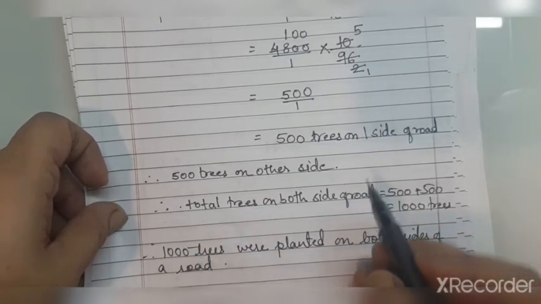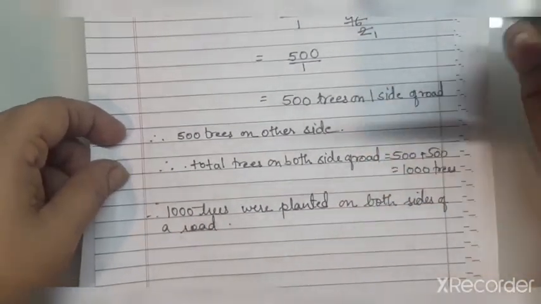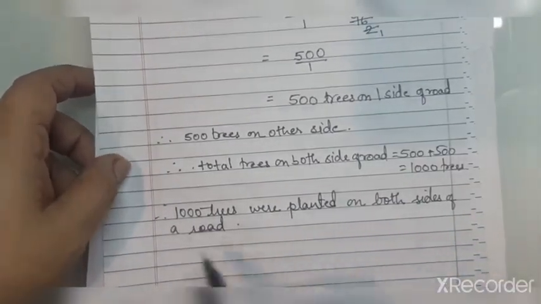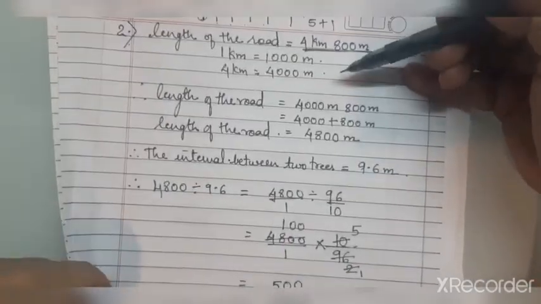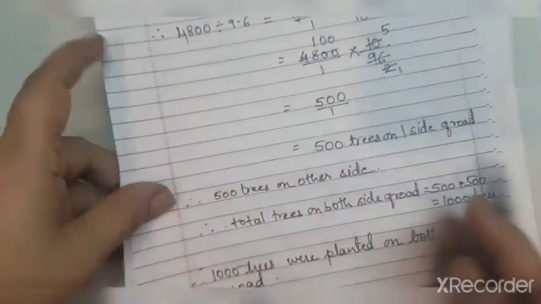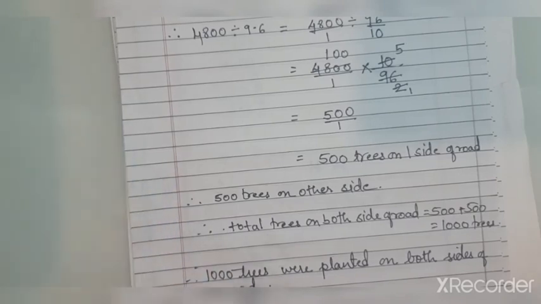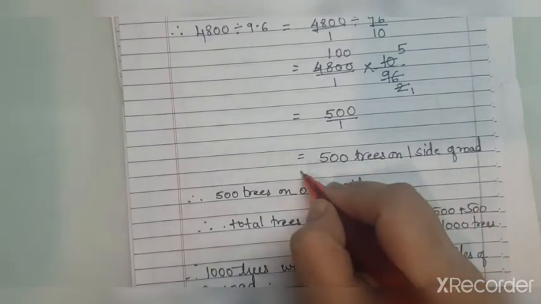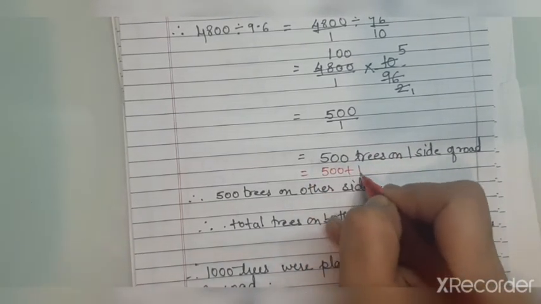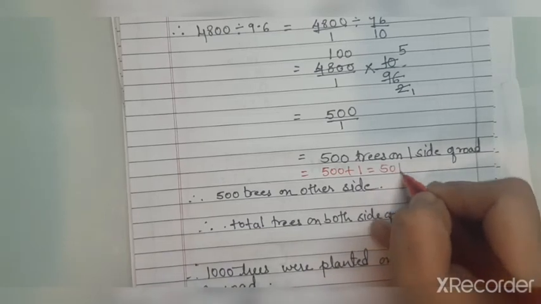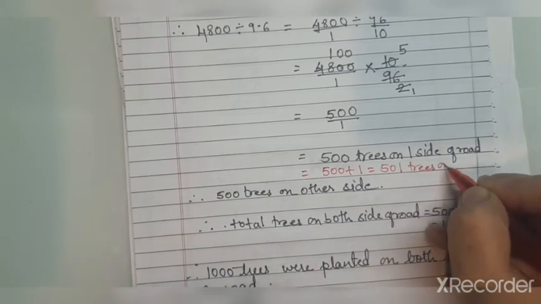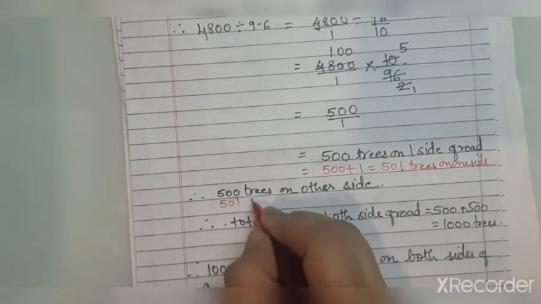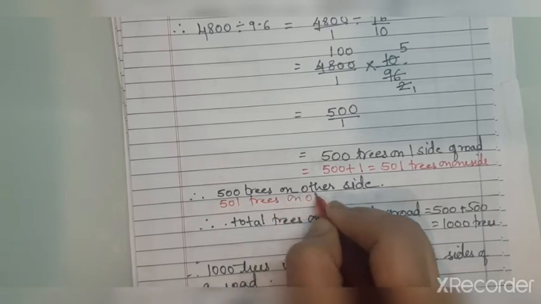Okay, so behind the solution they have given both answers as correct. So you can solve up to here, or you can use this method that I told you, that is plus 1. So how will you write in that case? When you get this answer of 500 trees, you will write 500 plus 1, which is equal to 501 trees on one side, and similarly here you will write 501 trees on the other side.